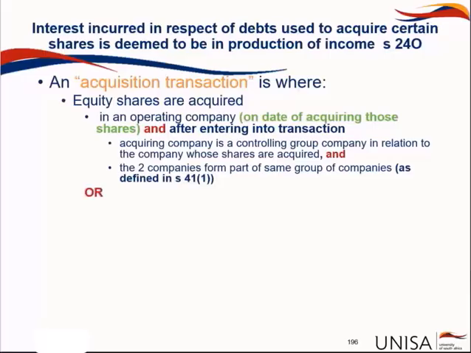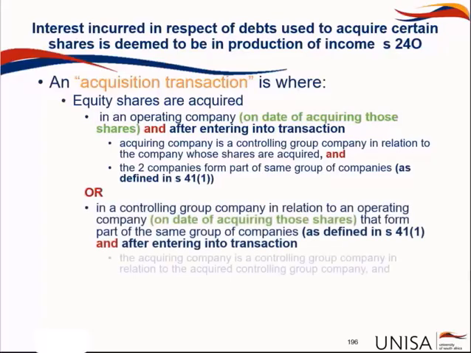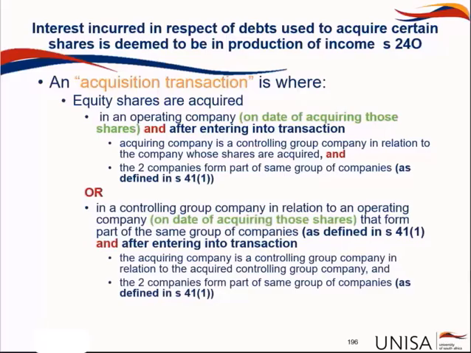Alternatively, it would also be an acquisition transaction if it is equity shares that are acquired in a controlling group company in relation to an operating company. So this would be, in essence, that indirect. And that must be obviously on the date that the shares are being acquired, that the company is an operating company. Again, this would form part of the same group of companies. And after entering into the transaction, the acquiring company is a controlling group company in relation to the acquired controlling group company, and the two companies form part of the same group. Again, in terms of the Section 41 definition.